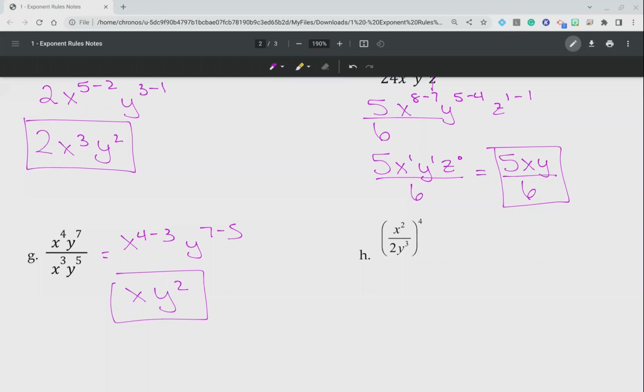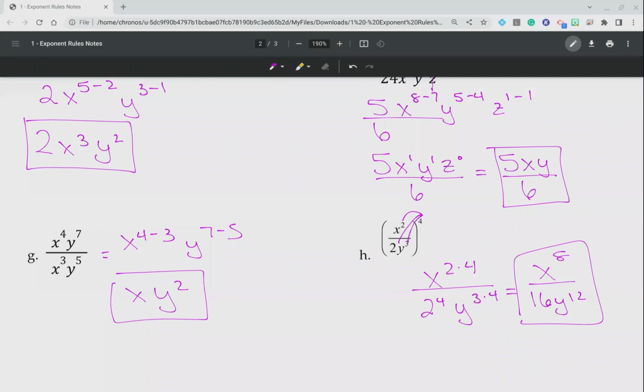All right, when you subtract those exponents, you're going to get xy squared. All right, and then letter H is going to be 2 steps. So I'll do the first step with you, and then I'm going to have you kind of finish it off. So remember, I have an exponent to an exponent. So I need to make sure I'm giving this exponent to every single thing inside of those parentheses. So this is going to be x to the 2 times 4 over 2 to the 4th, y 3 times 4. All right, and I would like you to go ahead and simplify that.